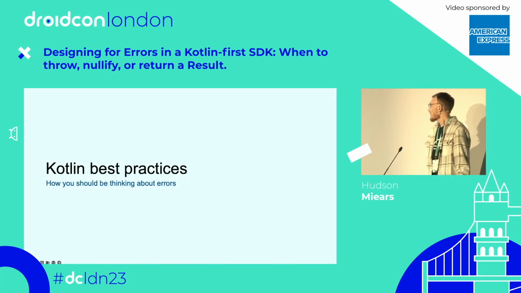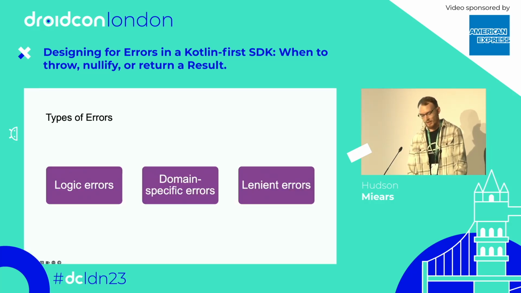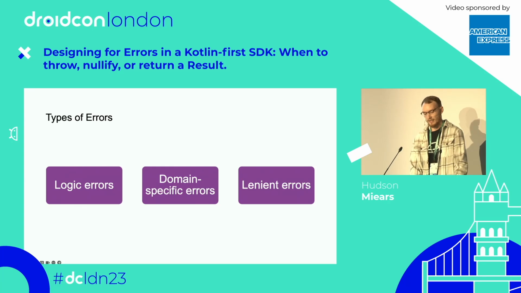All right, so let's go over some of the Kotlin best practices on how you should be thinking about errors. So we identified 3 types of errors. These are logic errors, domain-specific errors, and lenient errors. And I'm going to go over each of them now.